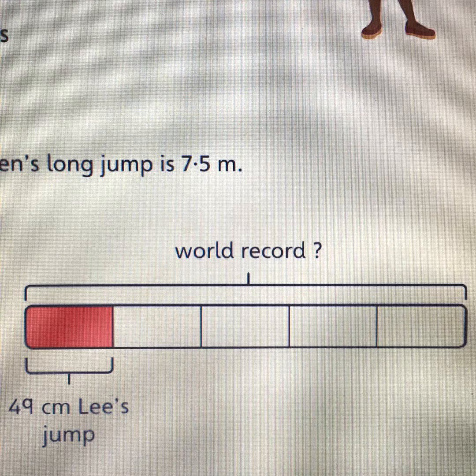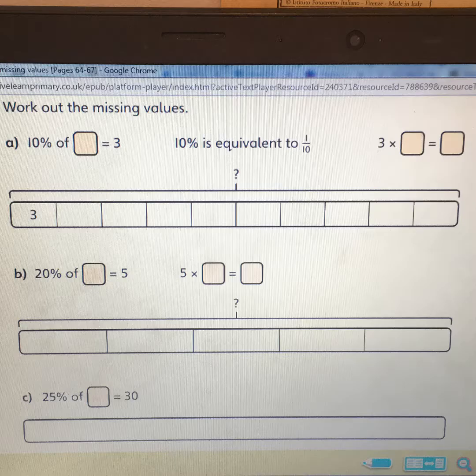So your bar needs to be cut into 5 pieces. And one of those parts is Lee's jump. Lee's part is 49 centimetres. So how can we work out the whole then? If one part is 49 centimetres and there are 5 parts, we're going to do 49 times 5, which is 245 centimetres. Well done if you got that right. If you're finding it tricky, don't worry. We're going to keep going through these.